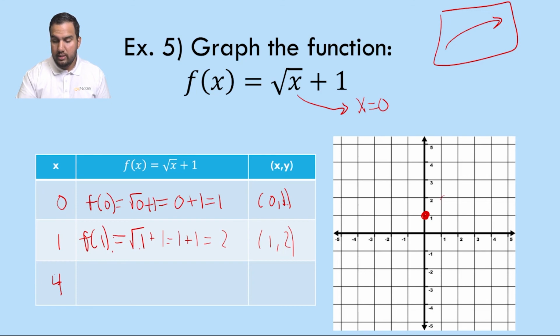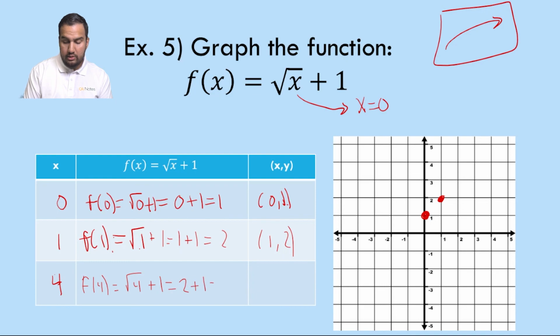And if you notice, it's following the same shape as what you originally thought. So I actually don't need to graph my next one because I know the shape of it, but normally you want to do 3 or more points. So I'm going to do my last one, which is going to be f of 4. So I'm going to plug it in. And I'm going to get the square root of 4 plus 1. The square root of 4 is what? 2. 2 plus 1 is 3. So I know my last point is at 4, comma 3.